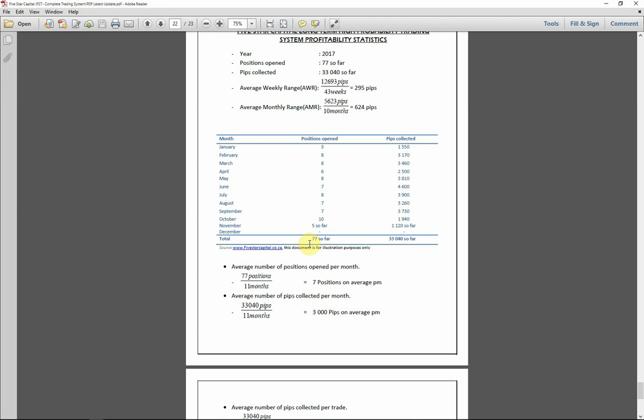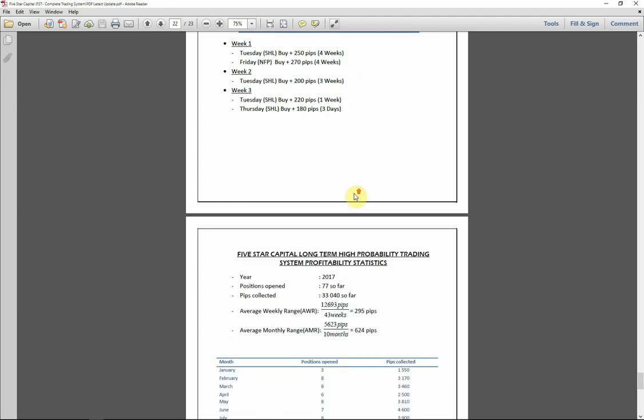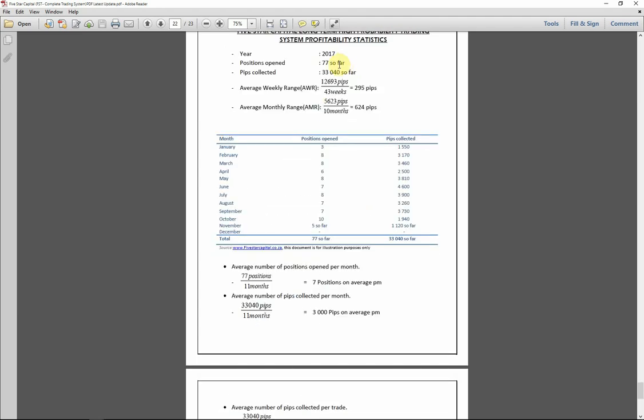So these are my numbers. On average, when it comes to gold, I know this was 2017. I collected 33,000 pips with how many positions?